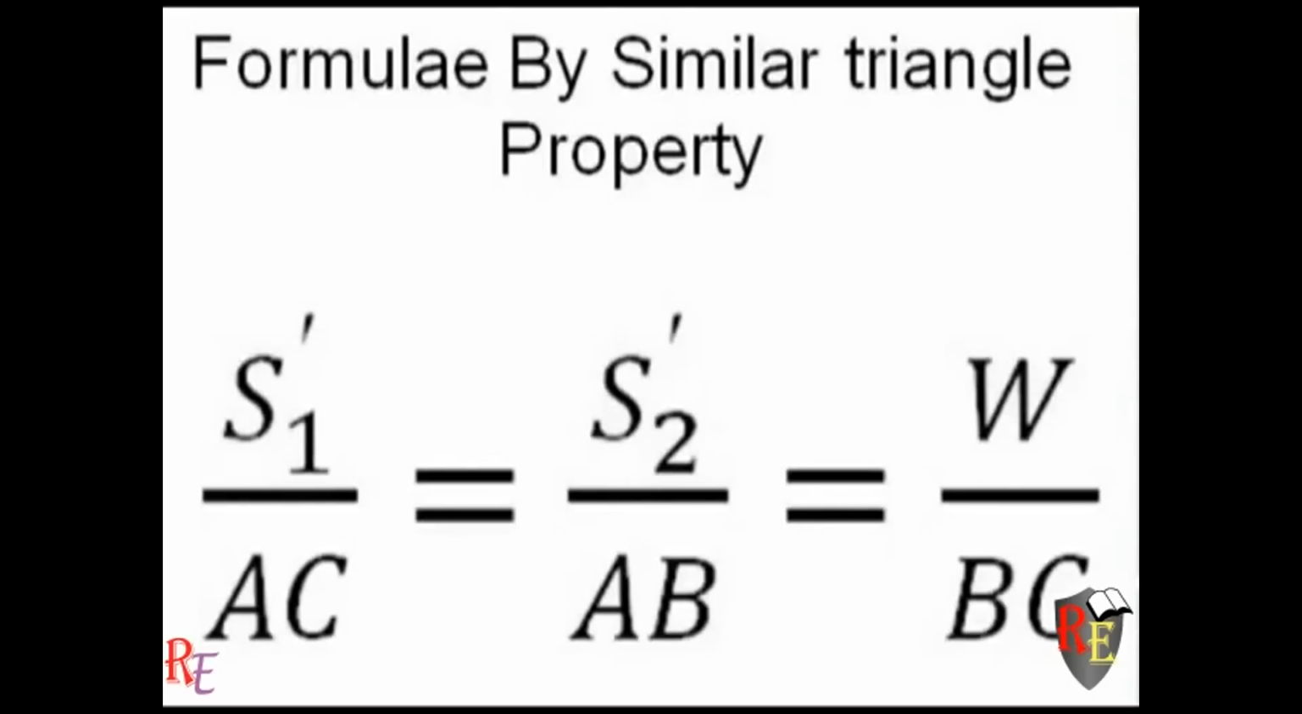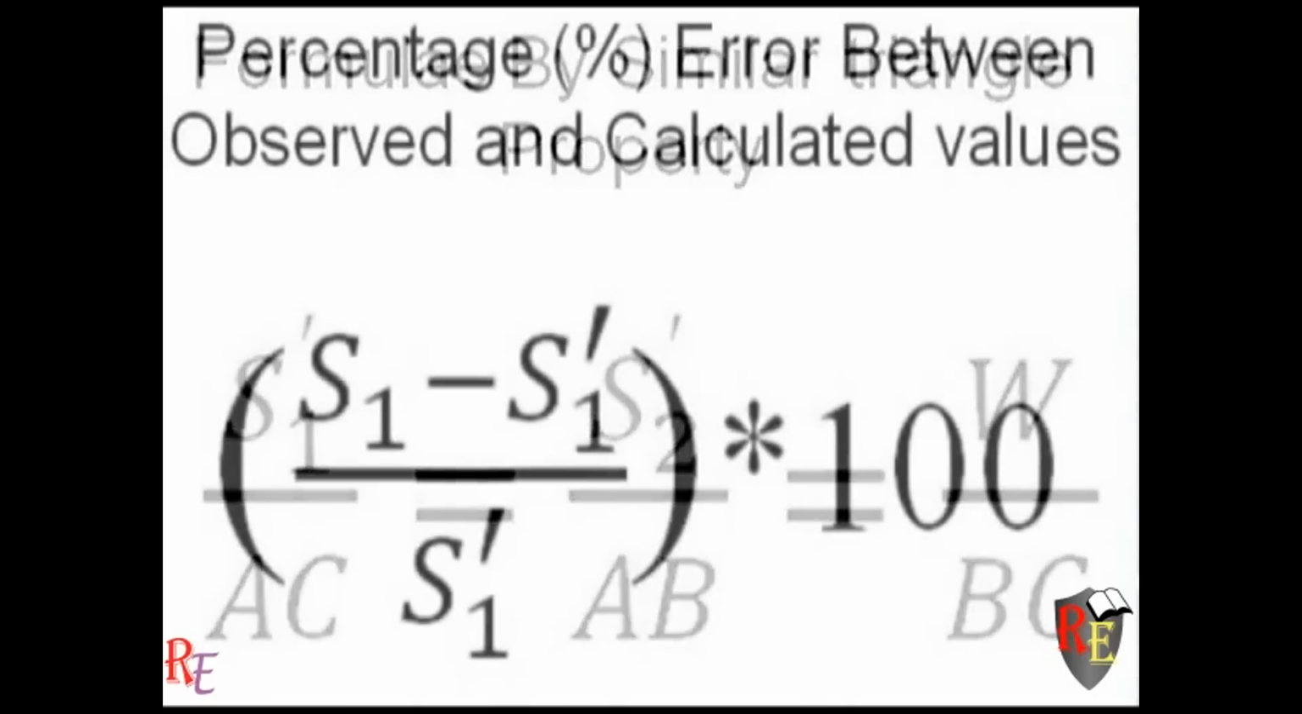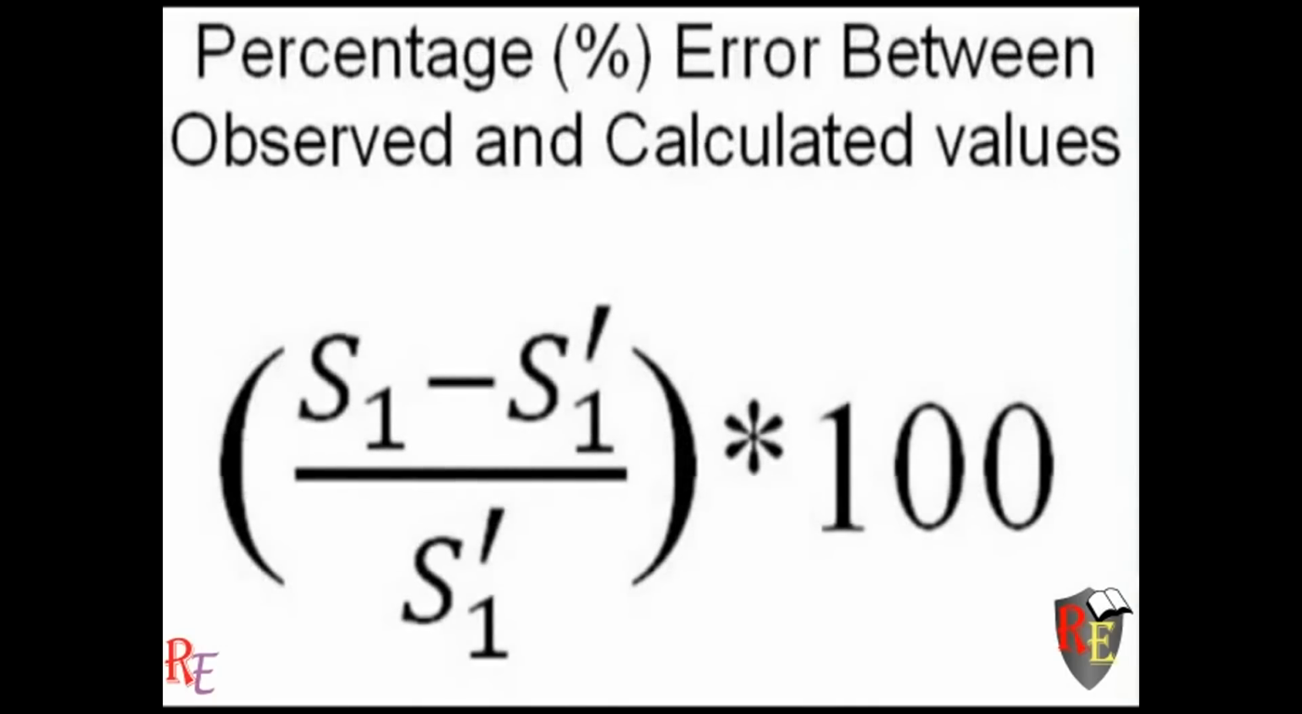These values are then compared with the measured values of the spring balances S1 and S2, and the percentage errors are calculated by using this formula: (S1 minus S1 dash) divided by S1 dash into 100. And finally, take at least 5 sets of readings by changing the weight W.